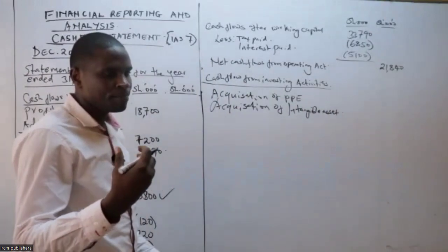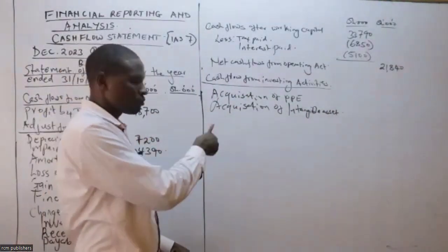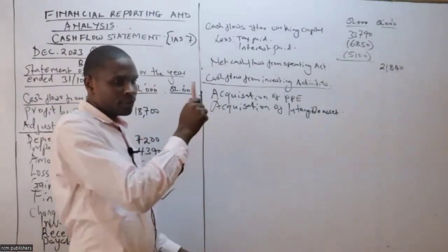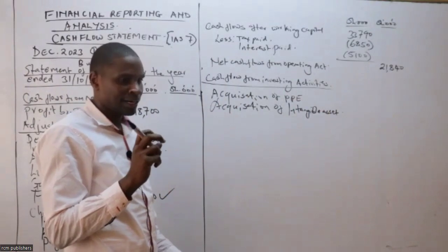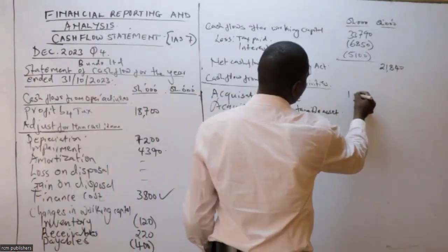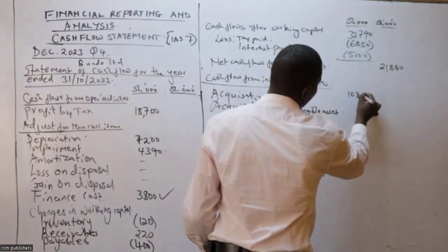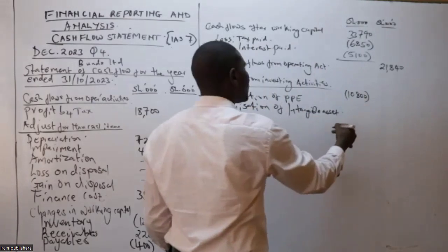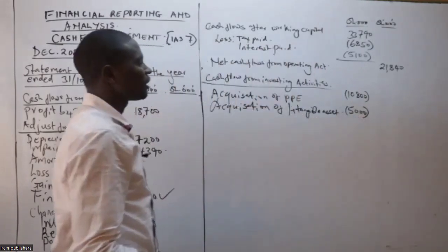They acquired PPE worth how much? The balancing figure we got from the PPE account. If you can remember, how much was it? Whoever is following can help us. 10,800, and that is an outflow. That is money that went out. If you acquire, remember we are looking at what is happening to our cash, and then they had acquired the patent of 5,000, and we are done.